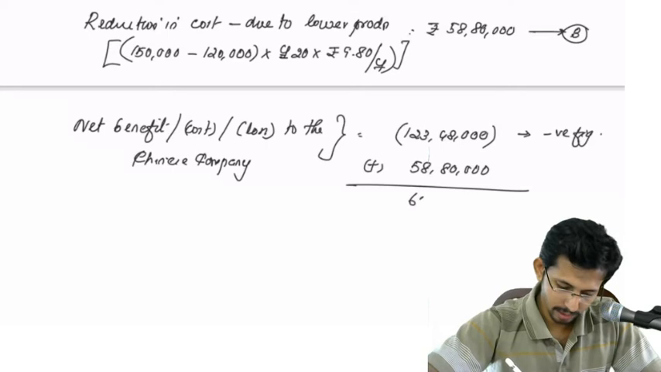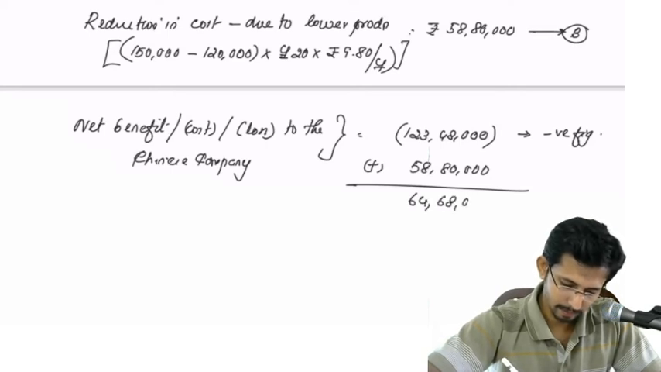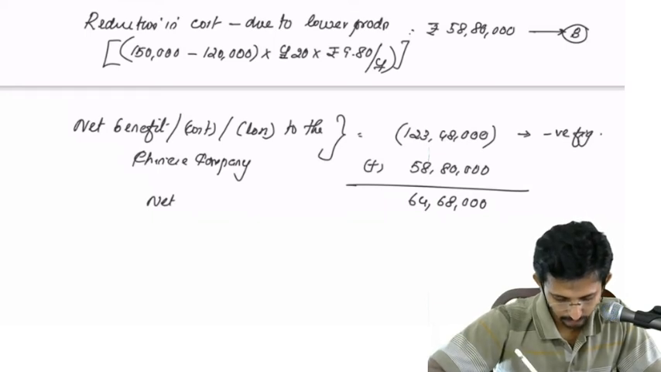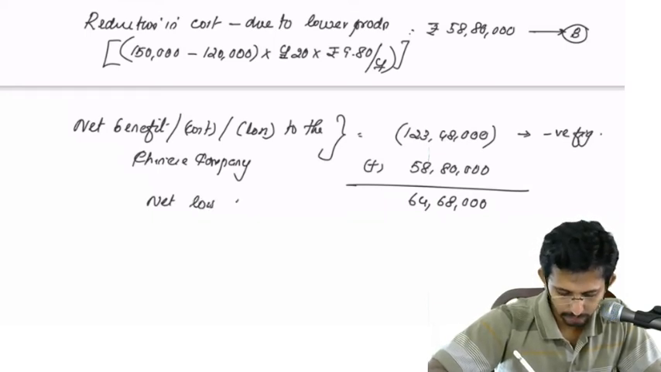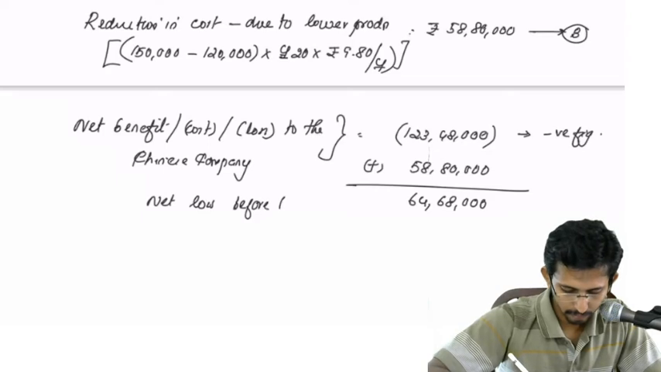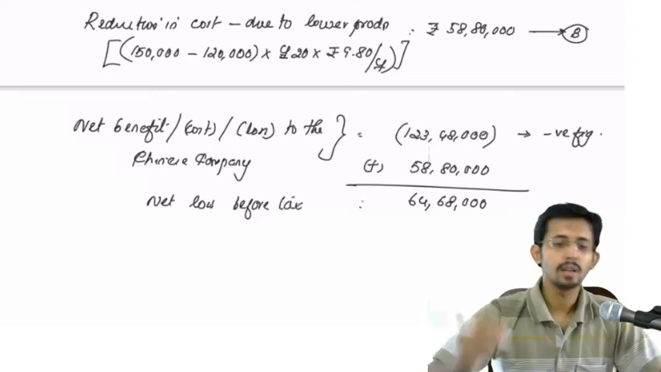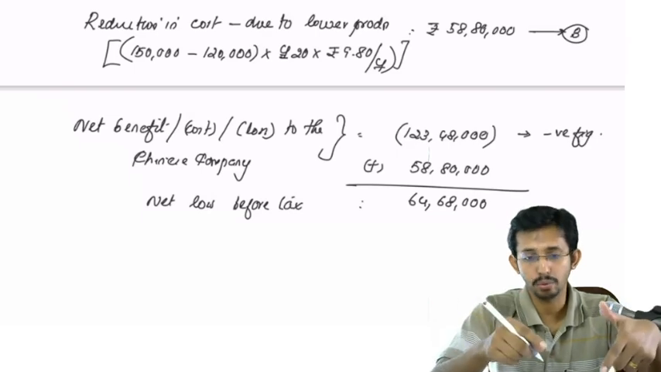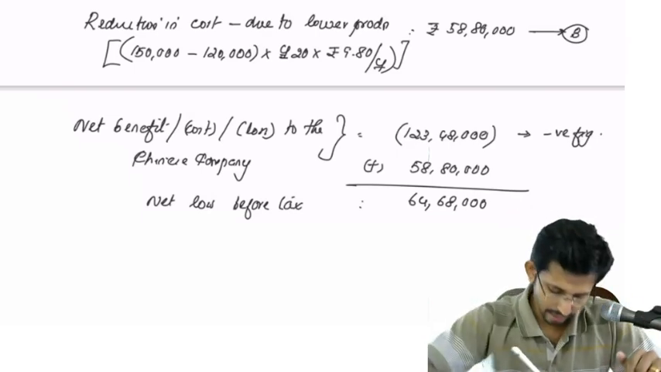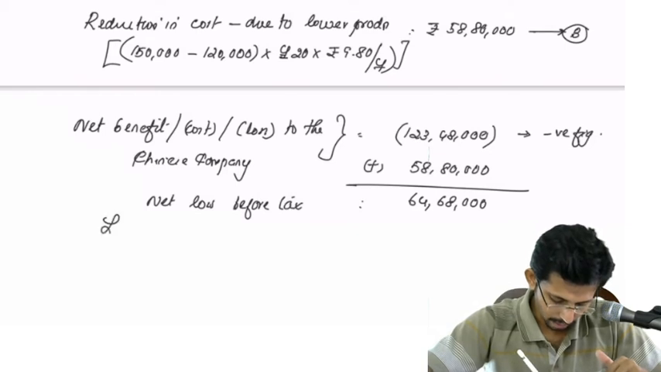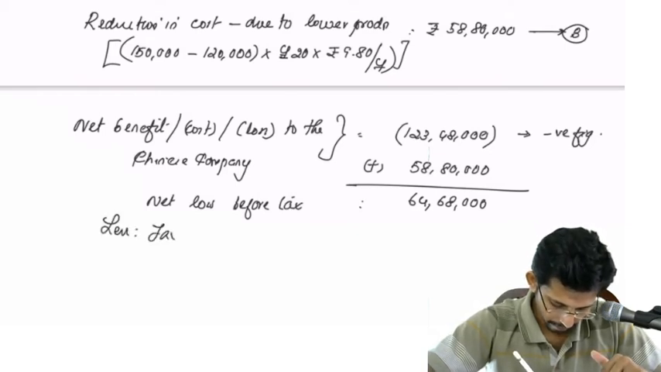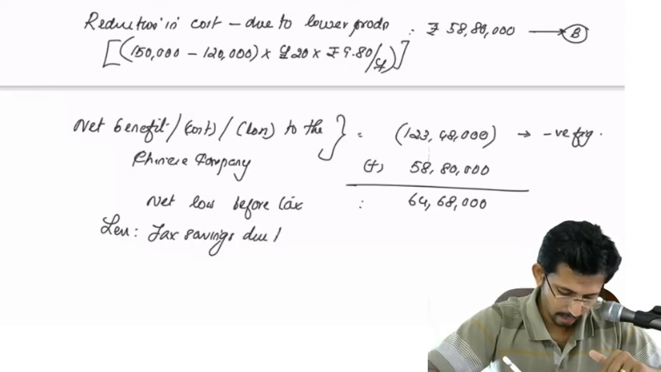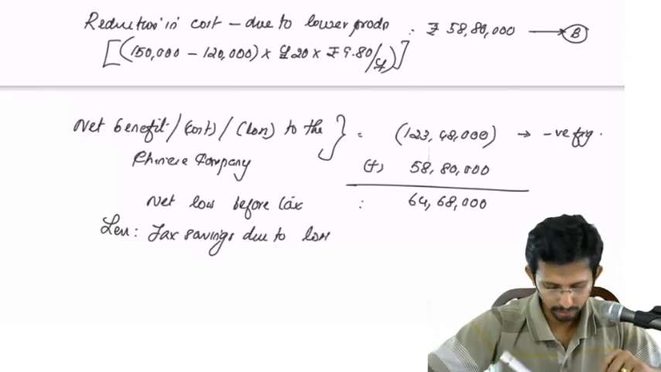64,68,000. 64 lakh. Okay, net loss before tax. But when the revenue decreases, you have tax savings also. That also should be considered. So that will reduce the net loss. So less tax savings due to loss.